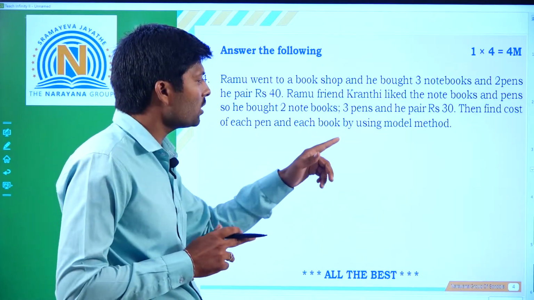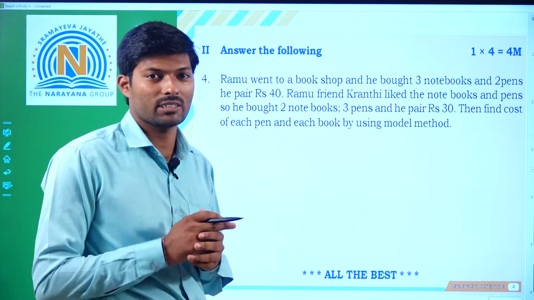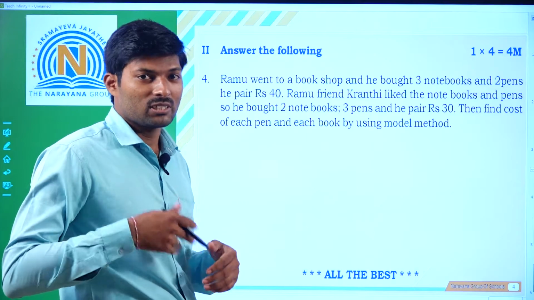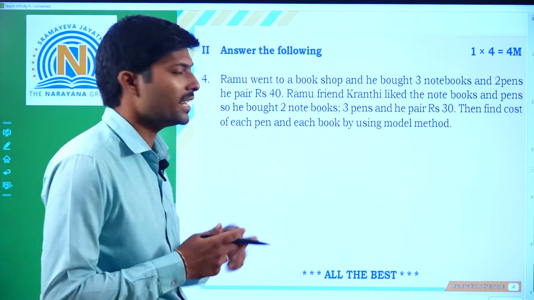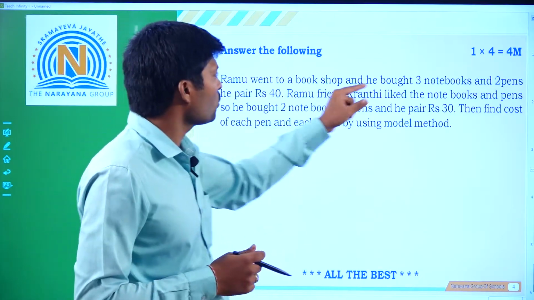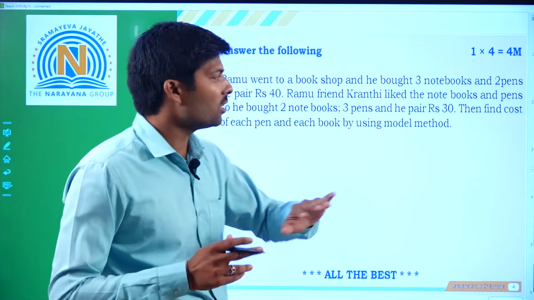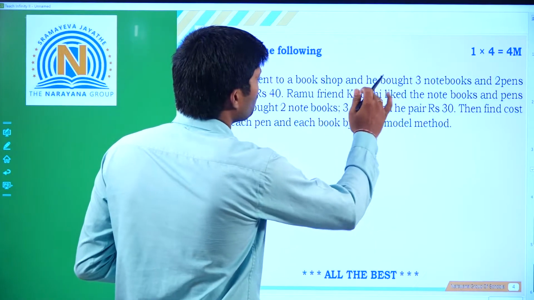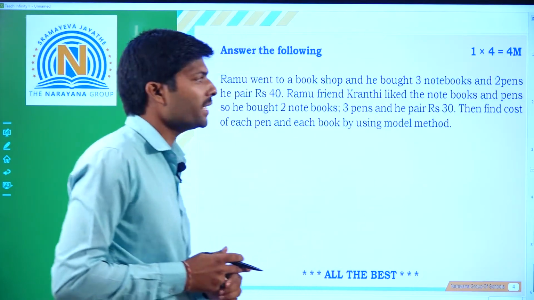In this model method, we are going to find the unknown quantities, right. So, this is one method to find the variables, meaning we are going to find the solution of given linear equations. First of all, we have to write two linear equations relevant to the statement. What is the first one? Ramu went to a bookshop and he bought 3 notebooks and 2 pens.